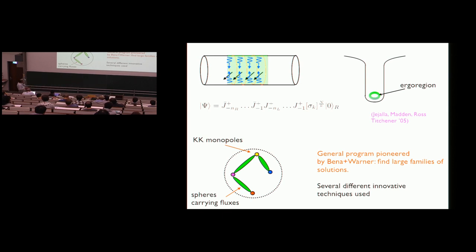So I want to tell you more about lots of these different corners that have been made, but it doesn't really help to do more of these pictures because I'm not actually showing the details of what all this is. But let me just say that this general program was initially pioneered by Bena and Warner, who have been writing lots of papers about this, but many other people have now joined the program, and they found large families of solutions. So let's just look at some qualitative properties of these solutions. They use many innovative techniques to do this. So they'll have things like Kaluza-Klein monopoles, there are topological twists in space-time. There'll be monopoles and anti-monopoles hiding in various places. And then between two monopoles, or a monopole and anti-monopole, there are some topological S2s, just a property of the topology. And on these S2s are some fluxes. And that's how these things are stable and they don't collapse.